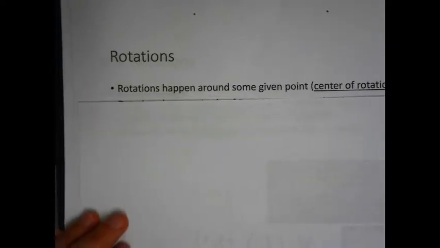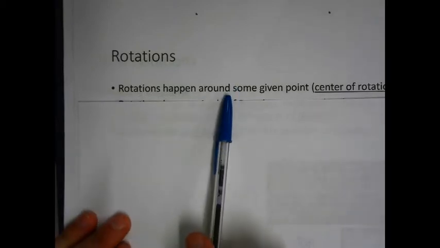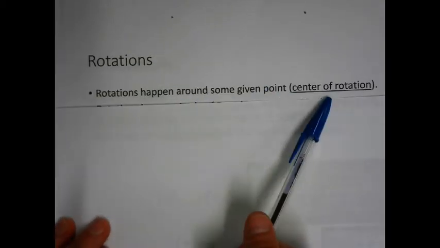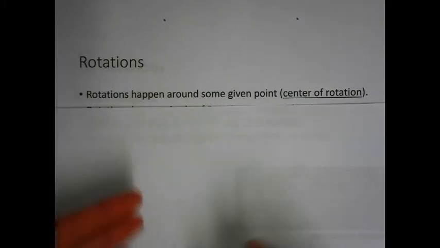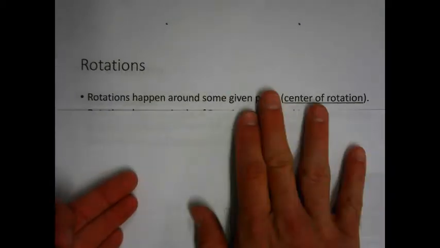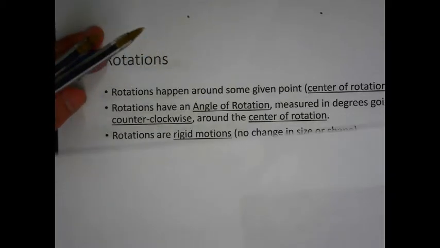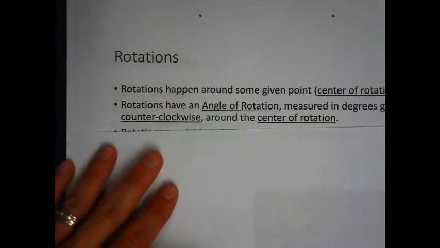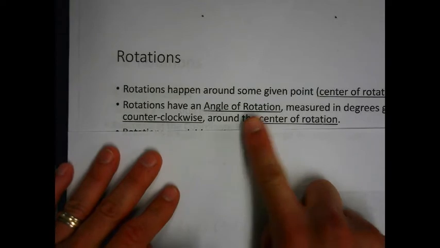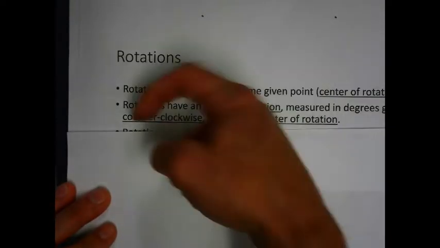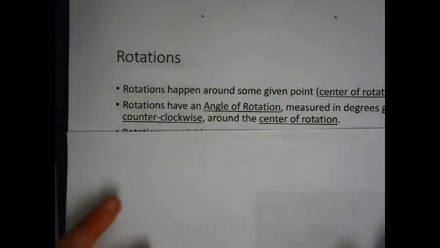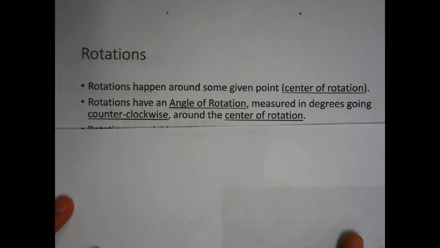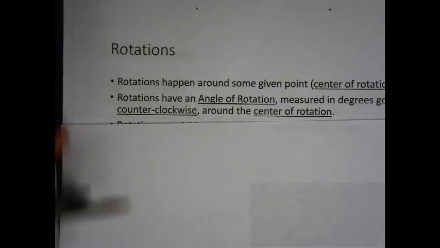Vocabulary about rotations. Rotations happen around some given point, and we call that point the center of rotation. So we're rotating around that point, which is called the center of rotation. And rotations have an angle of rotation, and that angle of rotation is measured in degrees going counterclockwise around the center of rotation. Exactly what we had just done in the previous example.